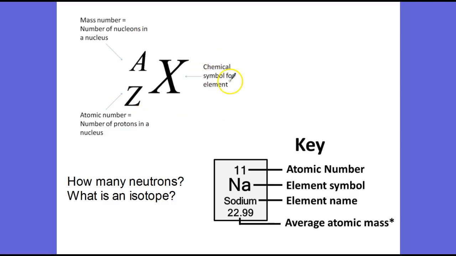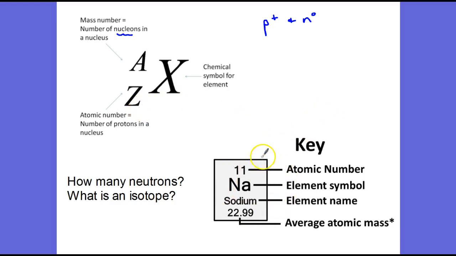So the symbolism that we use to represent elements looks like this. The X is the chemical symbol, and so Na for sodium, like in this case. So the symbol of the element goes where the X is. A is the mass number, and that is the number of nucleons. Remember, protons and neutrons make nucleons, things in the nucleus. Z is the atomic number, and it is the number of protons, and that's what identifies the element.